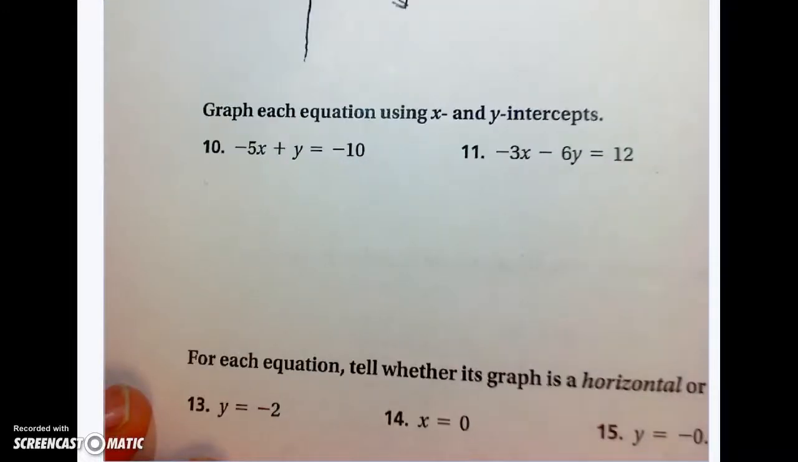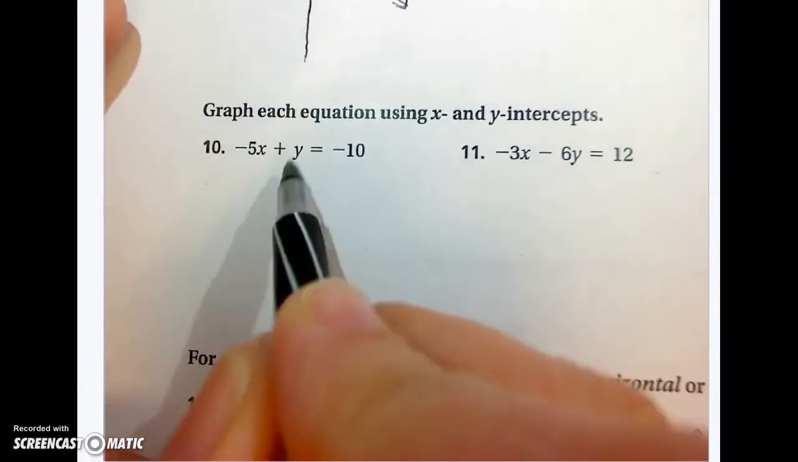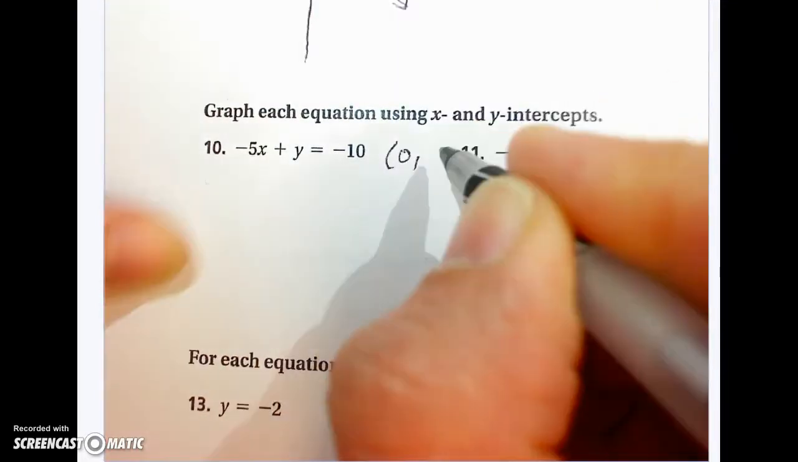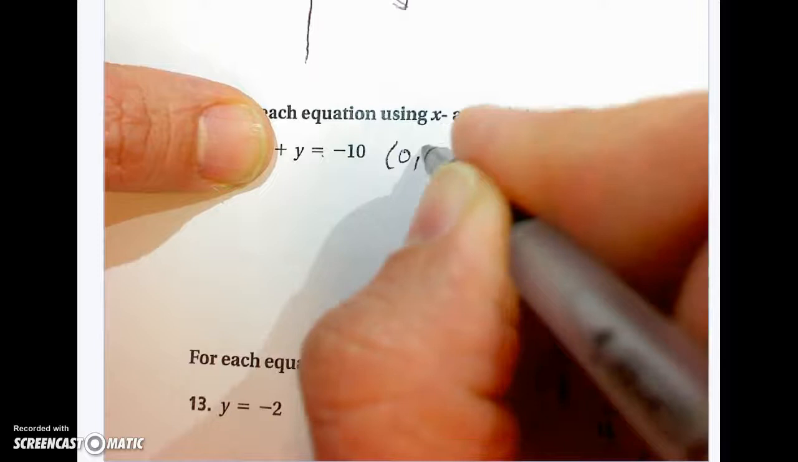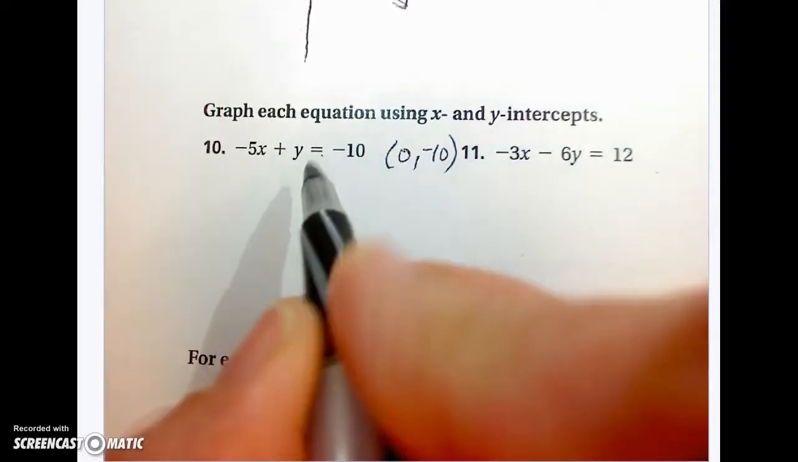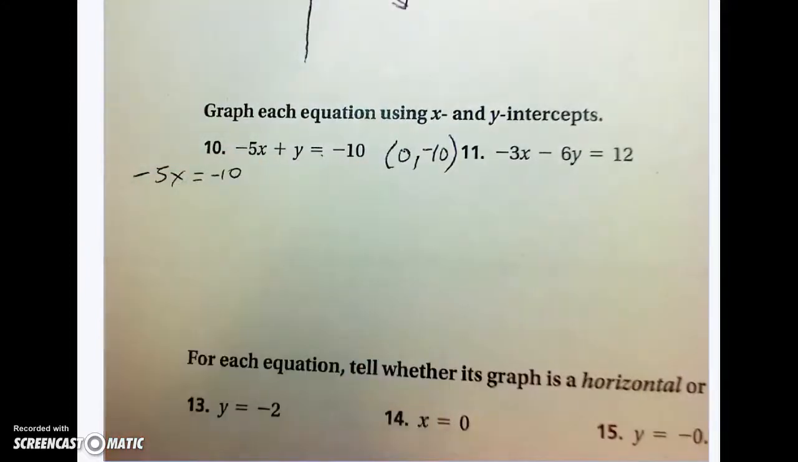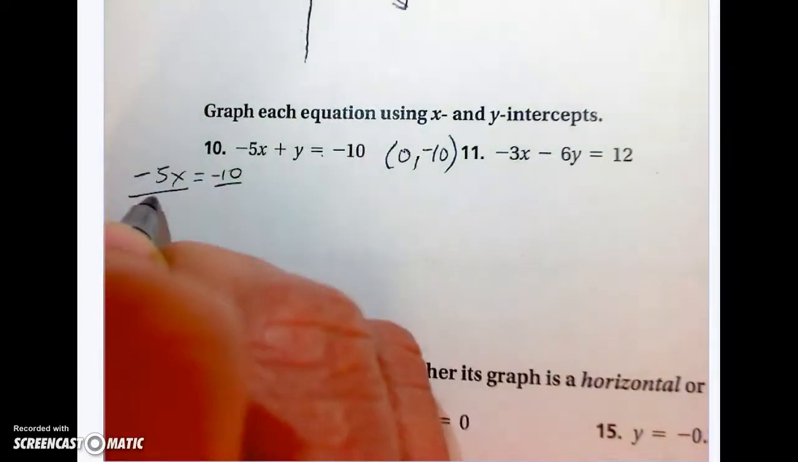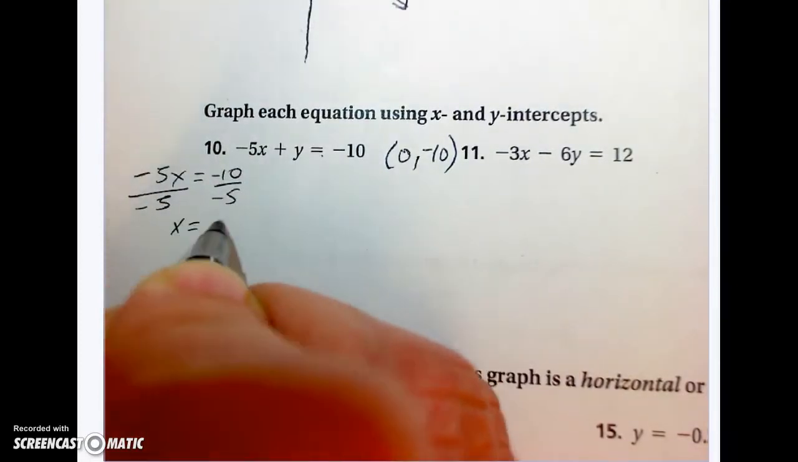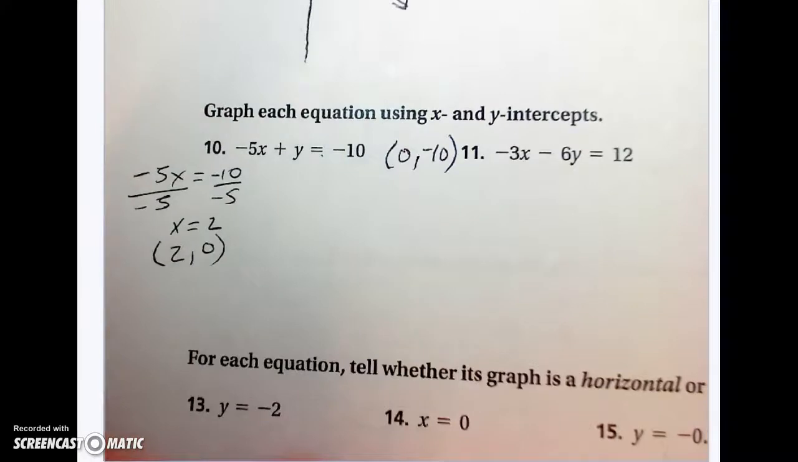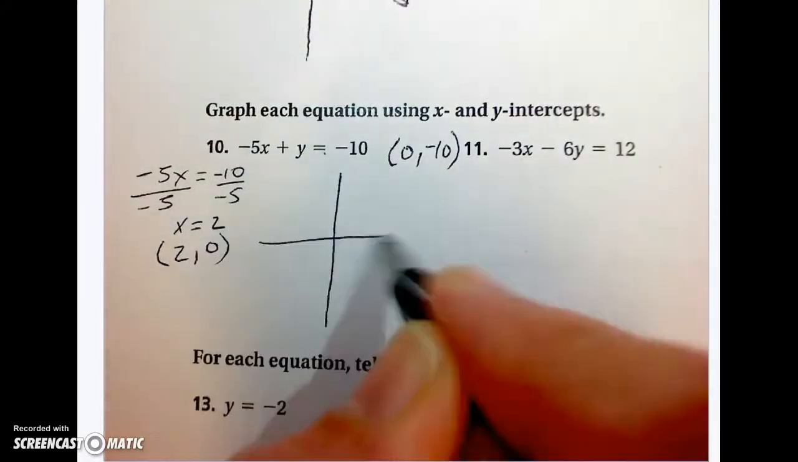For number 10, now they're giving us the equation. It says graph each equation using the x and the y intercepts. So I need to make x 0. So when x is 0, y equals negative 10. That one was easy to do. So now I'm going to make y 0. So now I have negative 5x is equal to negative 10. So I'm going to divide both sides by negative 5. X is equal to 2. So x is 2 when y is 0. So now I can graph it.